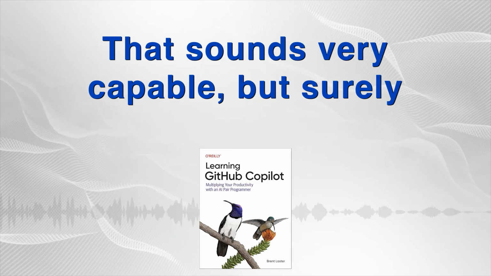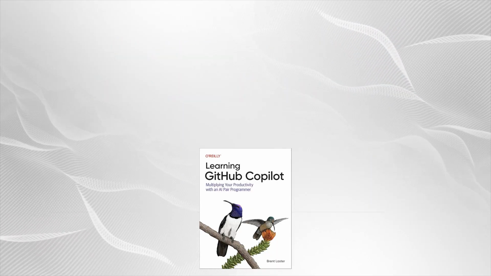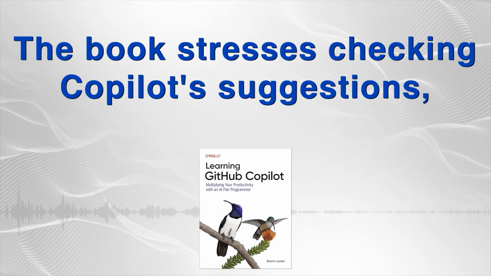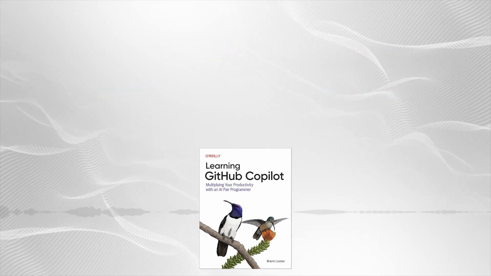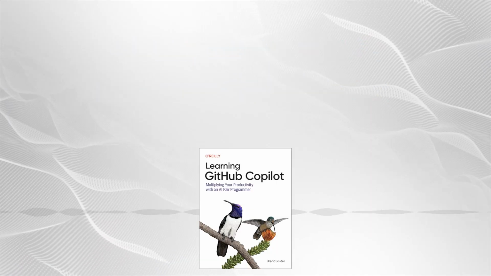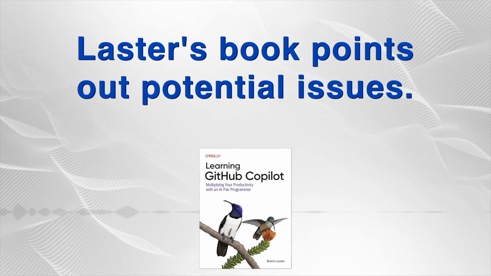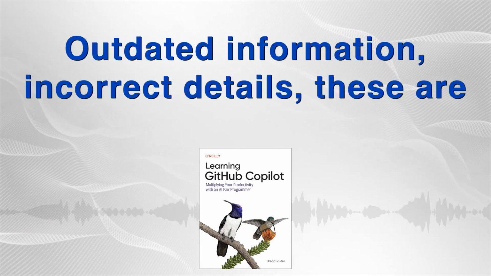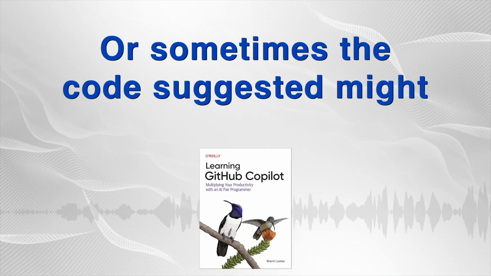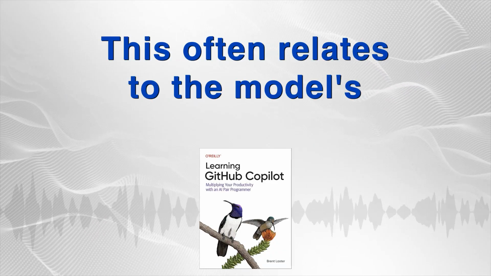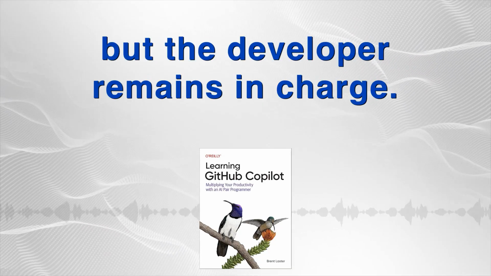That sounds very capable. But surely there are important points developers need to keep in mind. The book stresses checking Copilot's suggestions, for example. Absolutely essential. Copilot uses context, your current code, other open files, but the developer, you, must always review and validate its suggestions. Laster's book points out potential issues: outdated information, incorrect details, these are called hallucinations. Or sometimes the code suggested might be incomplete. This often relates to the model's training data cutoff point. So it's a very helpful assistant, but the developer remains in charge.